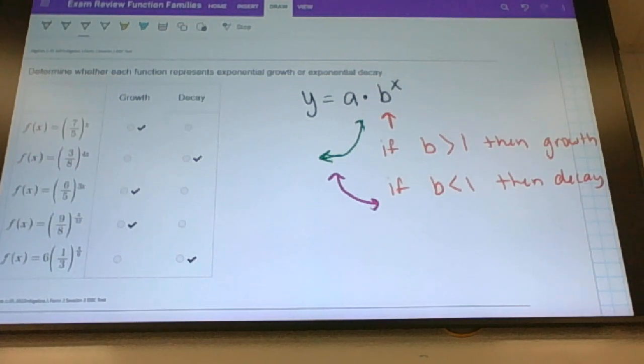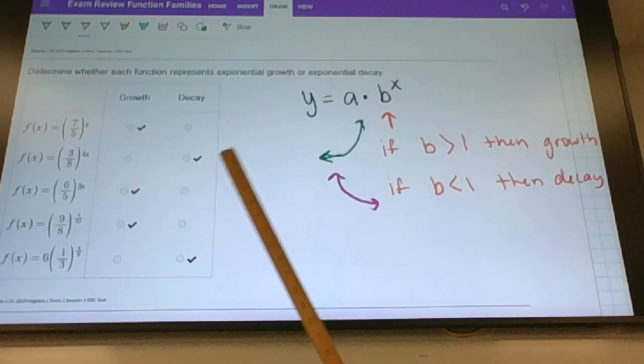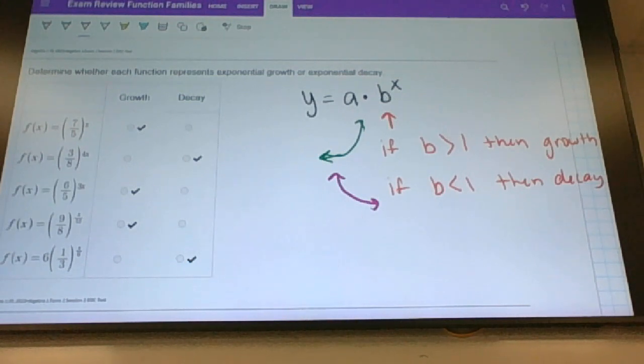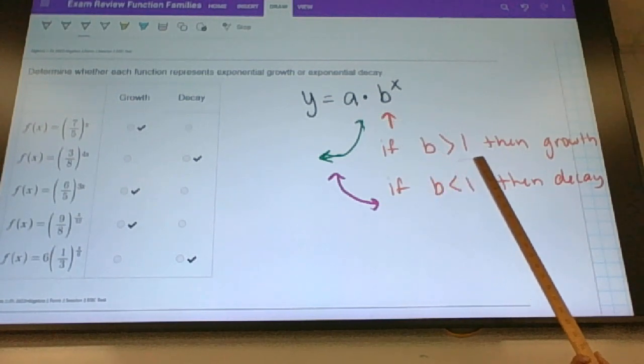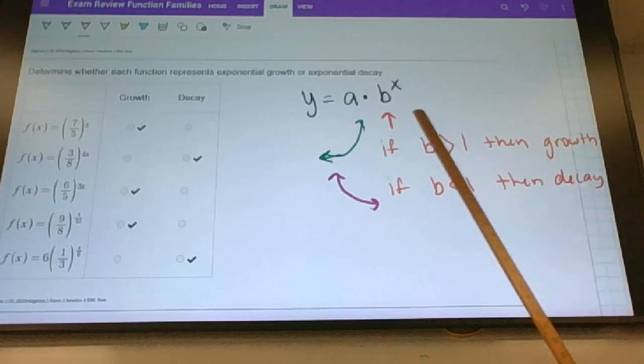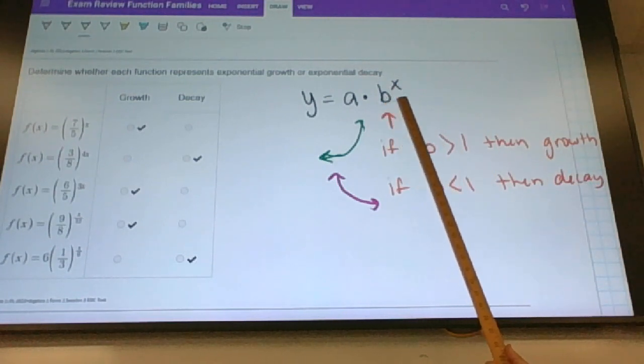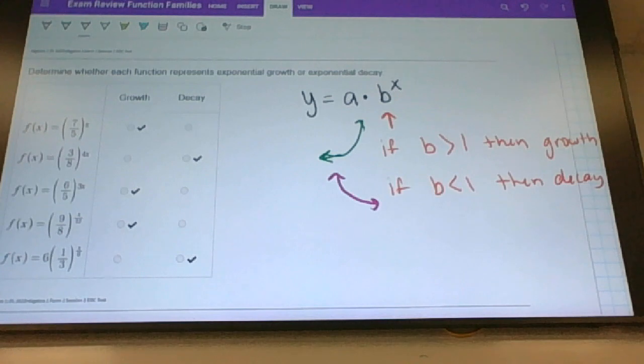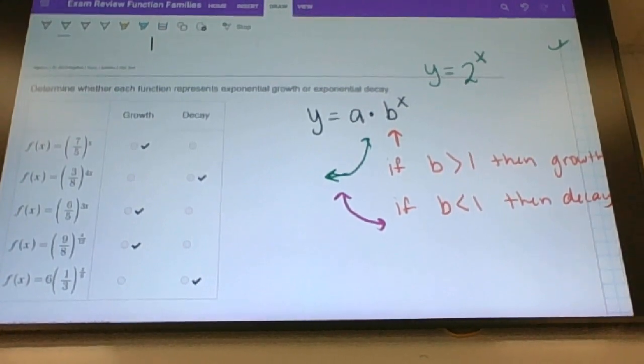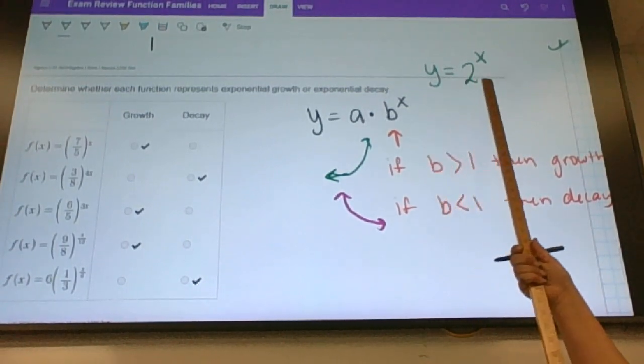That's good. No, look, this is good. We didn't have to do any math here. This is easier than the last one too. If b is more than 1, growth. The base of the exponent. A lot of times these are not a fraction. Sometimes it just looks like 2 to the x, like that. Growth.